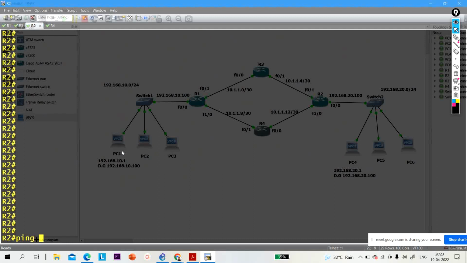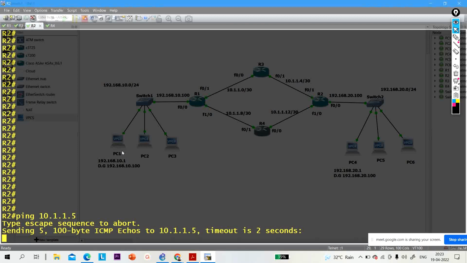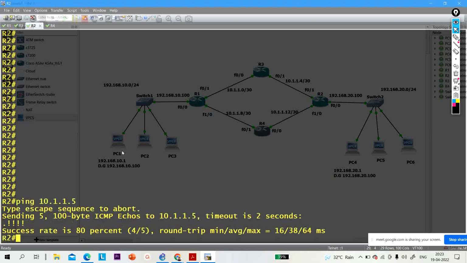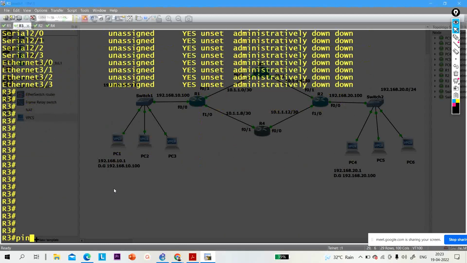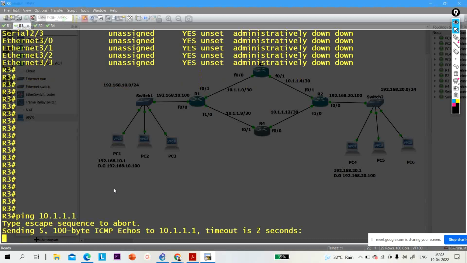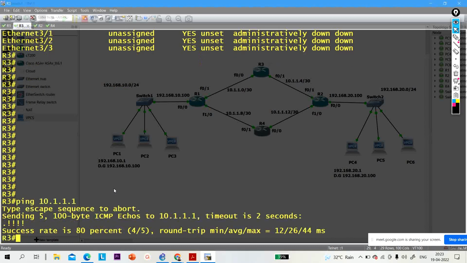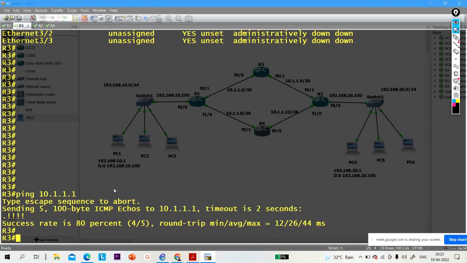Ping 10.1.1.5. Yes. Let me check on R3. Ping 10.1.1.1. Yes, so R3 is also able to ping R1, right?